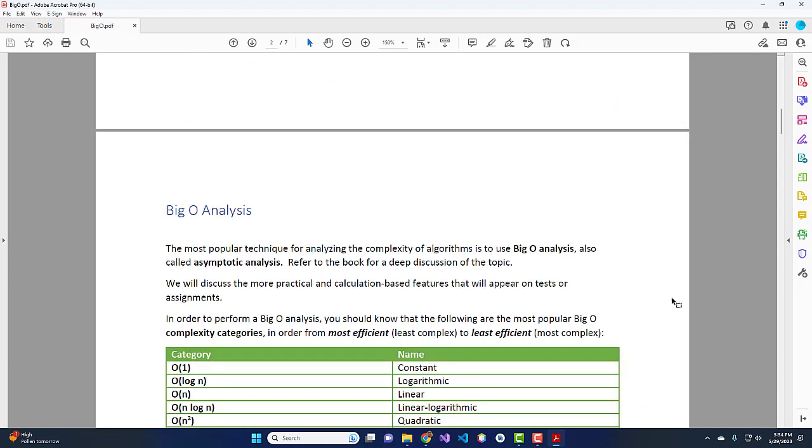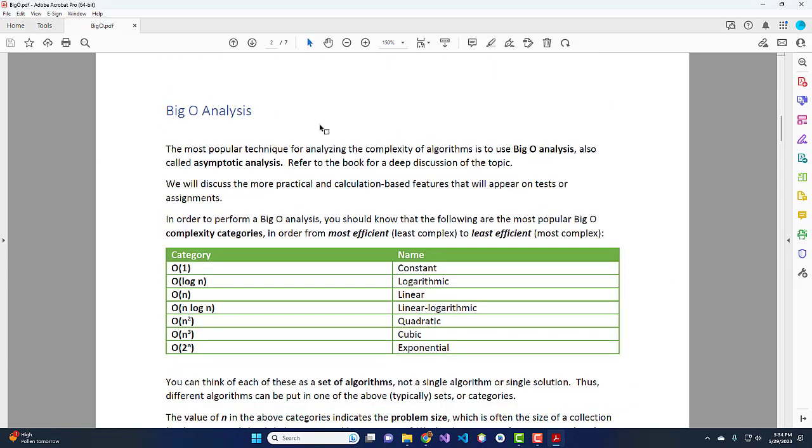And this is where we get Big O. The most popular technique for analyzing the complexity of algorithms is to use Big O analysis, also called asymptotic analysis. You can refer to the book. Now, if you're not coming from one of my classes, you may not know which book I'm talking about, but pretty much every book on data structures and algorithms is going to have some information on Big O. We will discuss the more practical and calculation-based features that will appear on tests or assignments in my classes, and may occur in yours, even if I'm not your instructor.